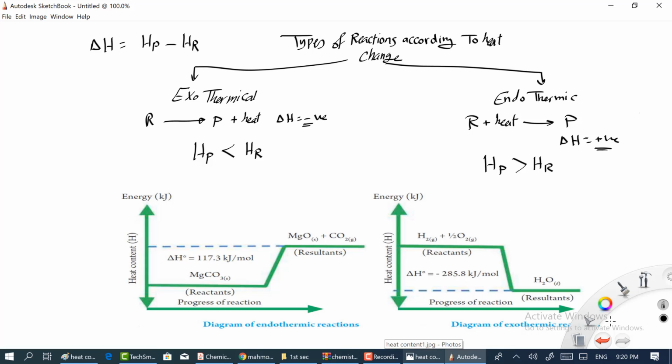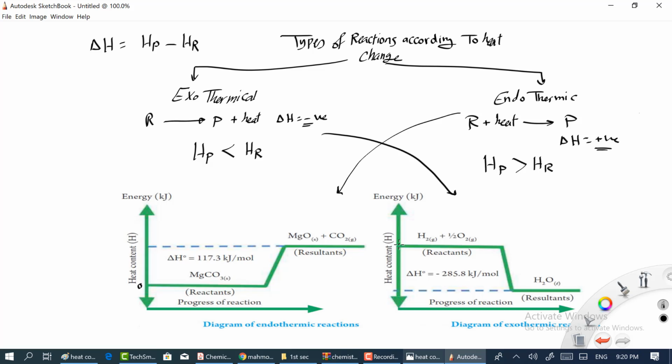For a reaction like the thermal decomposition of magnesium carbonate, the reactant starts from 0. This is the endothermic reaction, and this is the exothermic reaction. So firstly, let's start with the exothermic reaction.